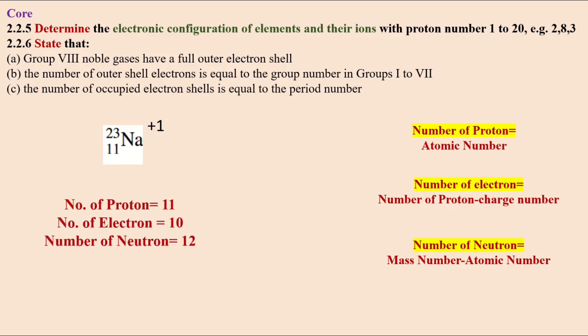Let's calculate the number of proton, electron and neutron of this atom. Number of proton will be 11 as the atomic number is 11. Number of electron will be 10 because we have to subtract 1 from the proton number, that is 11 over there, and number of neutron is 12 that we get by subtracting 11 from 23. This atom has positive 1 charge, and it has positive charge because it has greater number of protons than number of electrons.